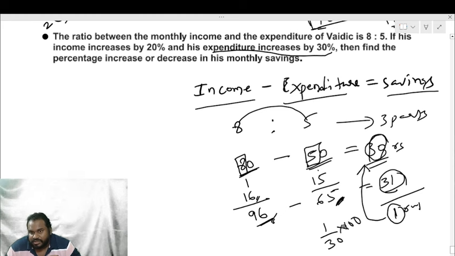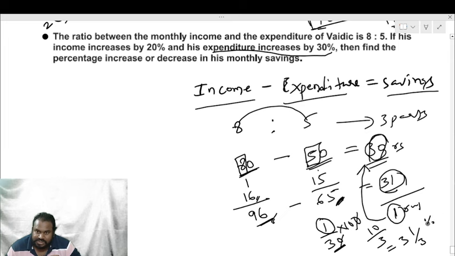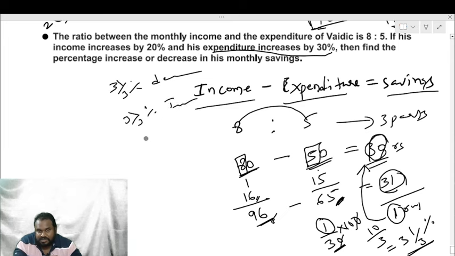So 1 by 30 into 100. What is one value out of 30? That value has increased, and in terms of percentage you need to calculate, so multiply into 100. So 10 by 3, which means 3 1/3 percent. The answer is 3 1/3%. The options were given like this: 3 1/3% decrease, 3 1/3% increase, or some other percent like 4 1/3. So you have to choose 3 1/3% increase.